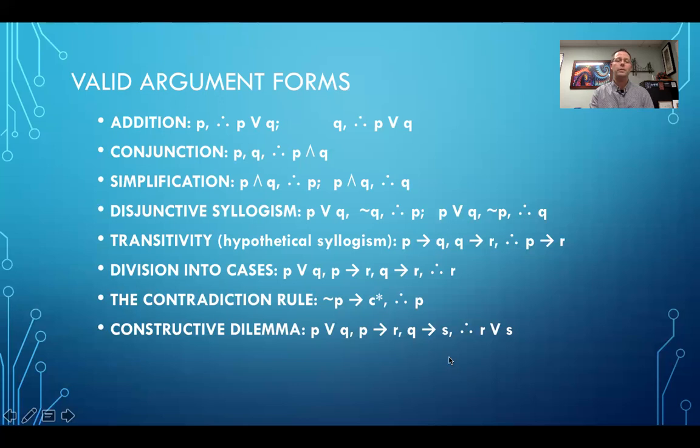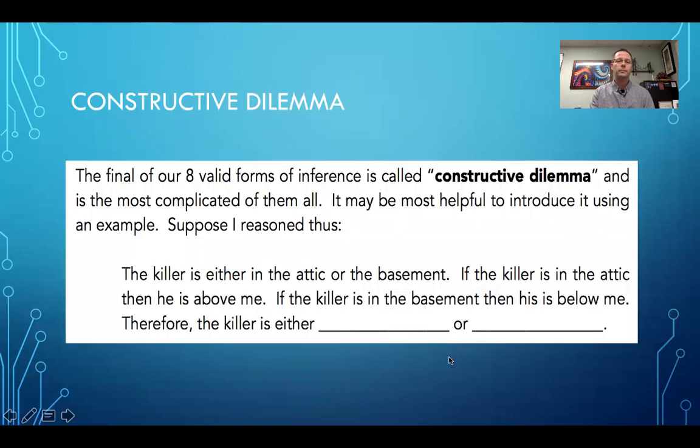And so I have an example from the book for that. Here it is. It's kind of a scary one. The killer is either in the attic or the basement. If the killer is in the attic, then he is above me. If the killer is in the basement, then he is below me. Therefore, the killer is either, you fill in the blank. Now, wouldn't it be above me or below me? That's called the constructive dilemma.